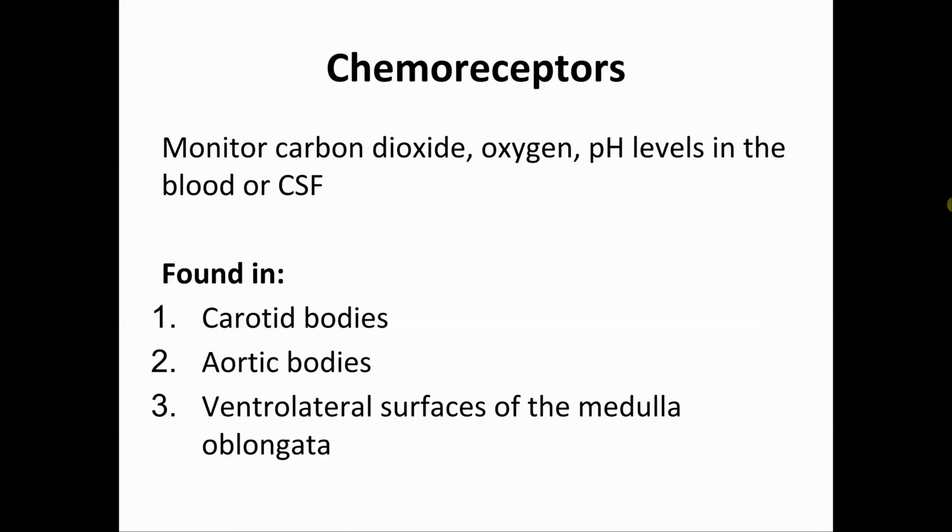So we have chemoreceptors that are going to monitor our CO2, our oxygen, and our pH levels both in the blood and cerebral spinal fluid. These are found in similar places, the carotid bodies, the aortic bodies, but then also the medulla oblongata to monitor that cerebral spinal fluid.